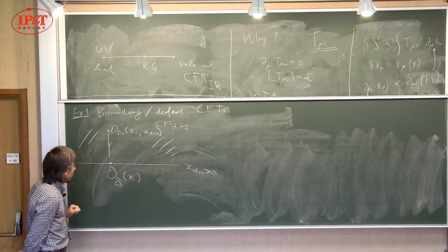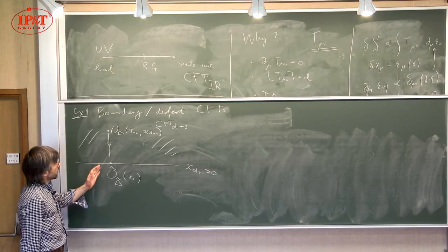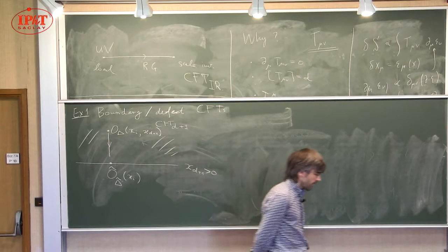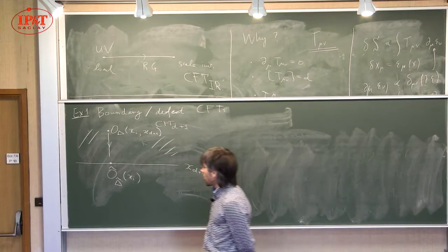But the point is that for every operator O delta, we can define a corresponding operator O hat with dimension delta hat. Now, let us look at correlation functions of these O hat operators in d dimensions.